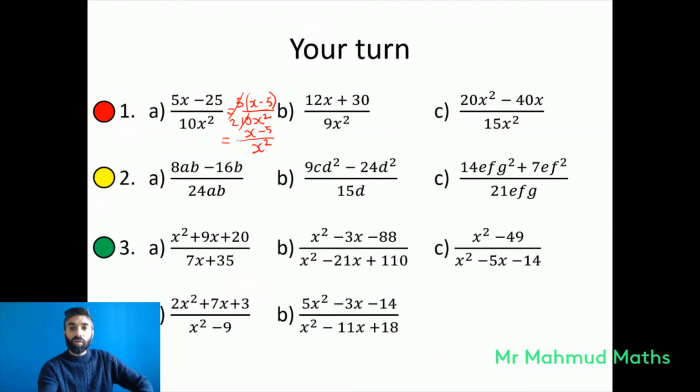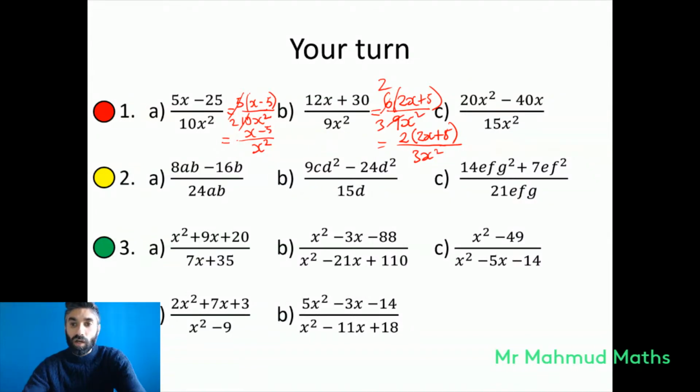Next one we have highest common factor 6, brackets 2x plus 5 over 9x squared. And at the bottom we have, well, it's 9x squared. So we'll simplify this. 3 goes into 6 twice, 3 goes into 9 3 times. So at the top we have brackets 2x plus 5 over 3x squared. And that's it. That's your answer for this one.